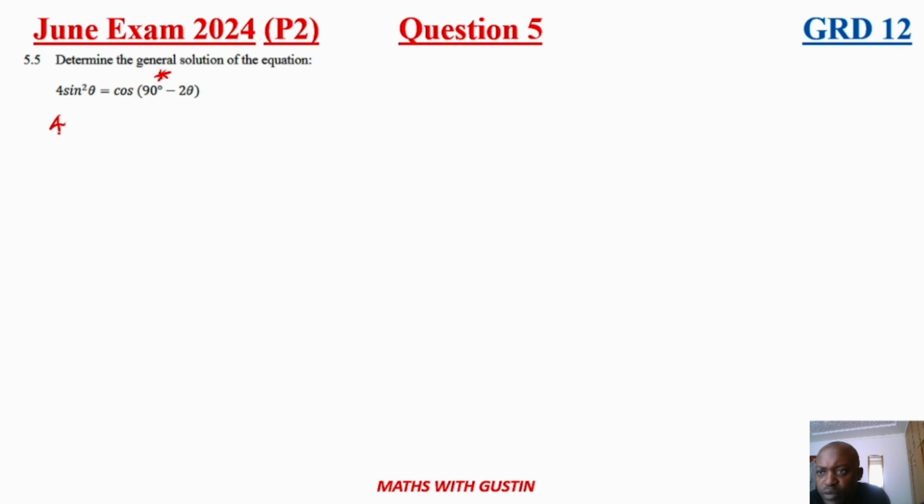So therefore what you're going to have is 4 sine squared theta. Here, when this one changes, it is going to be sine 2 theta. So that's what it would become. So in this case now, guys, what would you do? You remember you are solving for theta, so we are going to take this sine 2 theta to that side. So what we're going to have here is 4 sine squared theta minus sine 2 theta is equal to 0.